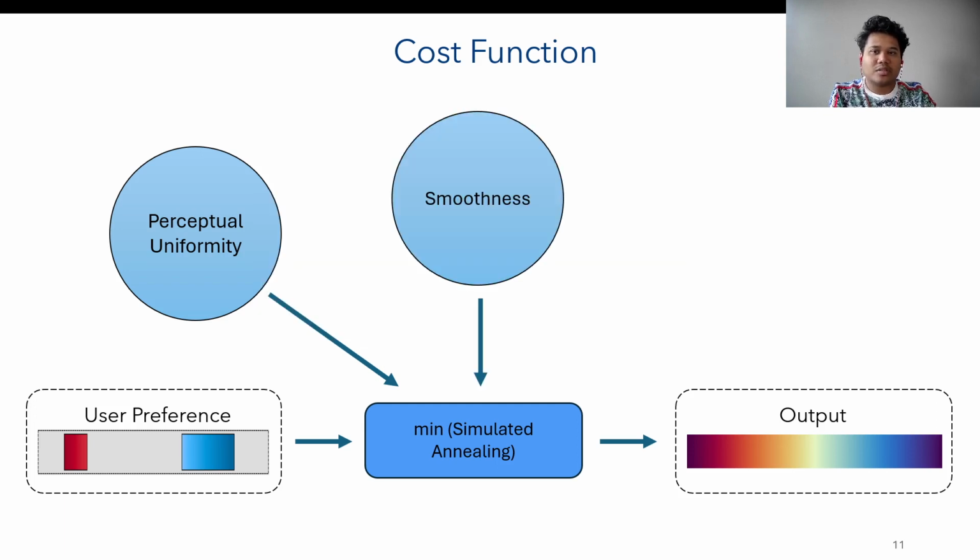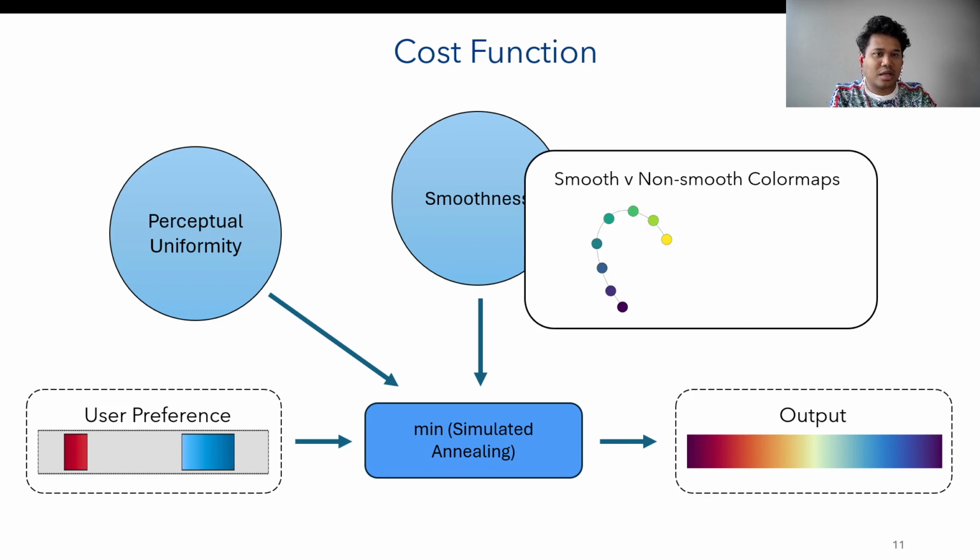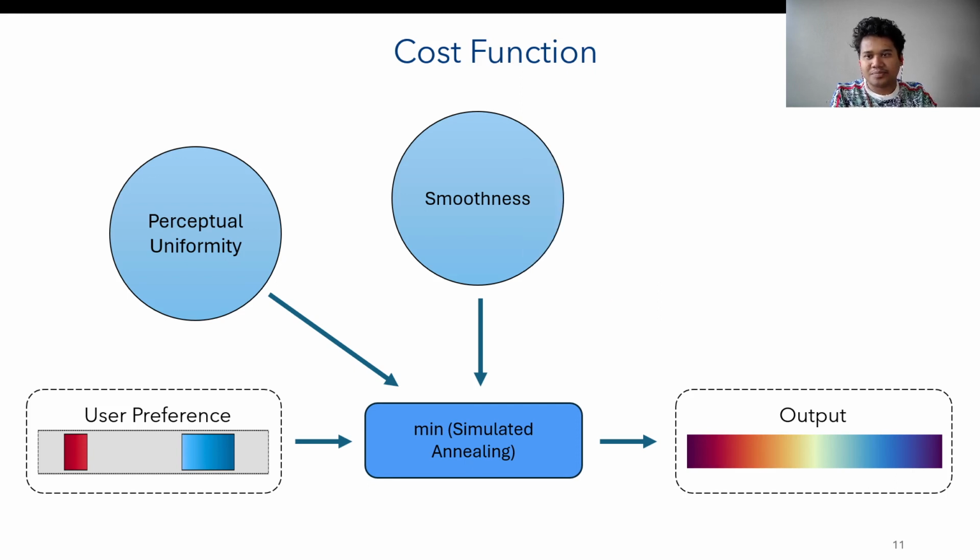The next parameter is smoothness, where we plot the colors in the color space. A smoother color map has a smooth transition without any abrupt changes, as opposed to a less smooth color map, which has sharp bends in the curve, which leads to bands of colors being formed. Our cost function penalizes this lack of smoothness in the color map.